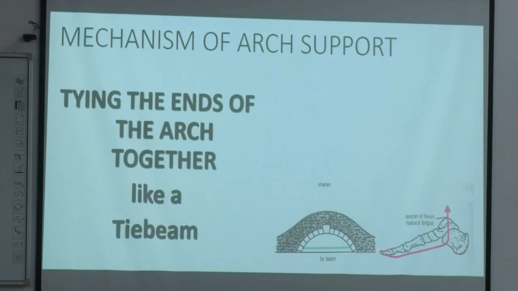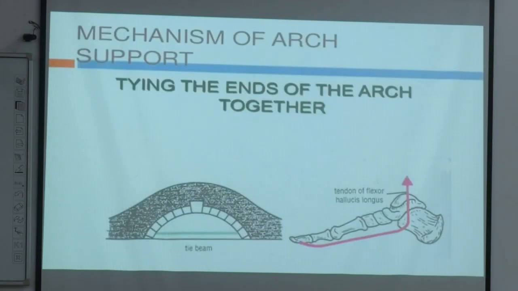Next, tie beams. See, this is the tie beam for this bridge. It is connecting the two ends of the bridge, so it is tying the ends of the arch together like a tie beam. In this case, the tendon of flexor hallucis longus is acting as the tie beam. Tying the ends of the arch together, this tie beam, the tendon of flexor hallucis longus.